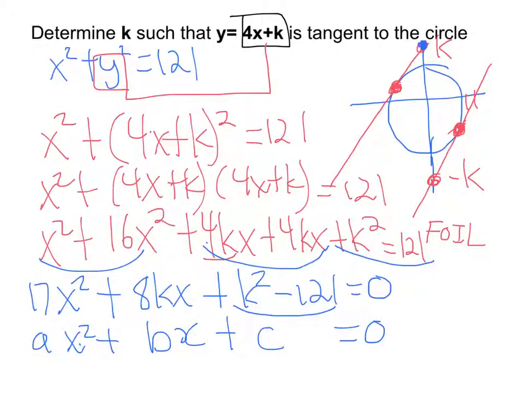And I can use my idea of discriminant. So a is 17, b is 8k, and c is k squared minus 121. Let's go to the next page. The discriminant is 0. Why? Because we know that when there is one intersection between the circle and the line, the discriminant will be 0. So I know that D equals 0 for one intersection.